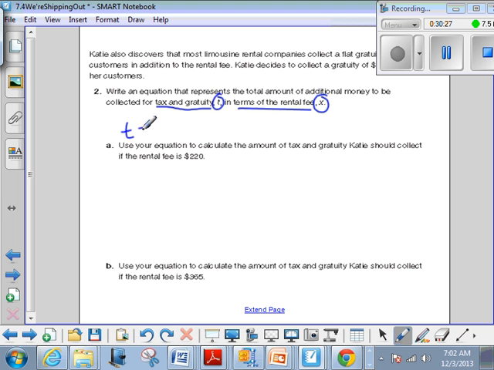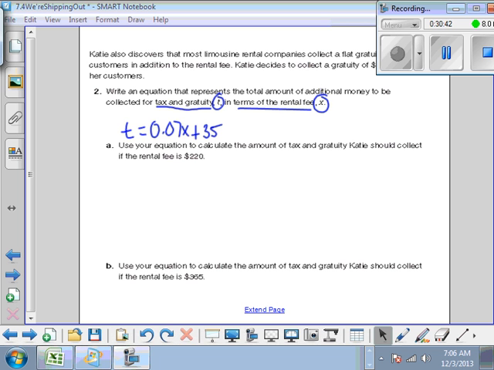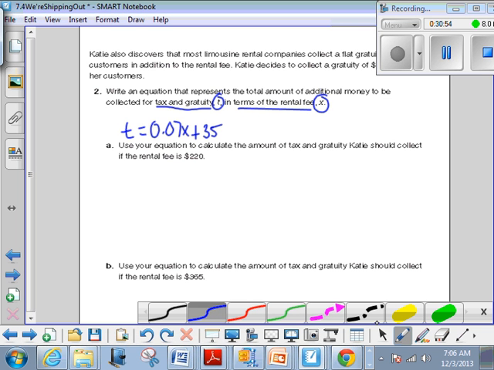Okay, so looking at problem A, it asks you to use the equation we just created to calculate the amount of tax and gratuity Katie should collect if the rental fee is $220. So we're going to just put in 220 in the place of X. Our equation is going to look like this: our 7 cents in tax times that $220 plus our flat gratuity rate. So go ahead and solve that problem.